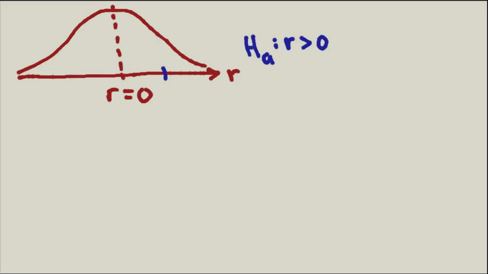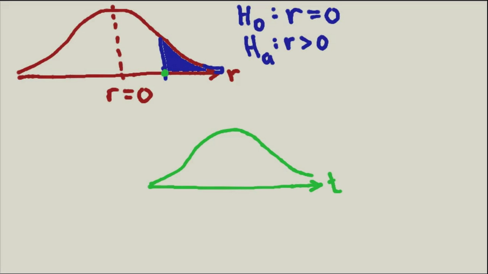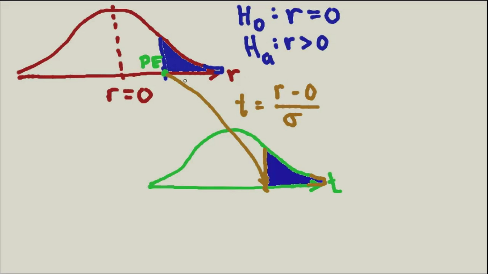So the alternative hypothesis is that R is greater than zero. And the null hypothesis is that R is less than or equal to zero, but the null hypothesis is always listed as just equal to. So we'll be interested in finding the area of this blue area. That will be our p-value. We'll find that blue area by looking at the t-value of our point estimate. And as always, the t-value will be the point estimate, which is our r-value, minus the r-value from the null hypothesis, divided by the standard deviation of the distribution of the r's.